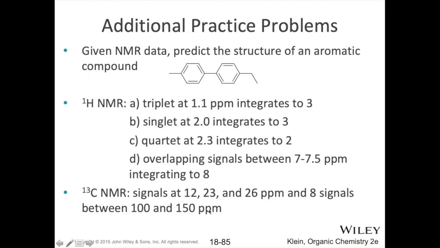Okay, for the carbon-13 spectrum, we've got 8 different aromatic signals. So we've got 1 over here. These 2 are equivalent. These 2 are equivalent. So that's 3 signals, and there's a 4th one here. Here's a 5th one. These 2 are equivalent, so that's the 6th one. These 2 are equivalent, so that's the 7th one. And there's the 8th signal over there.